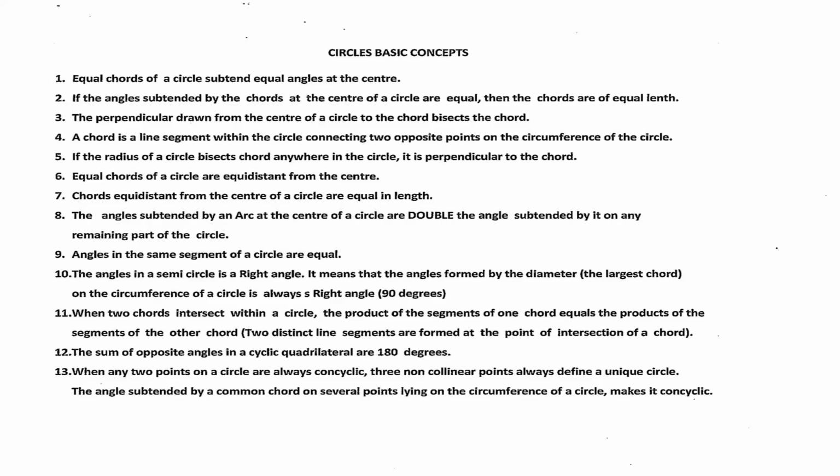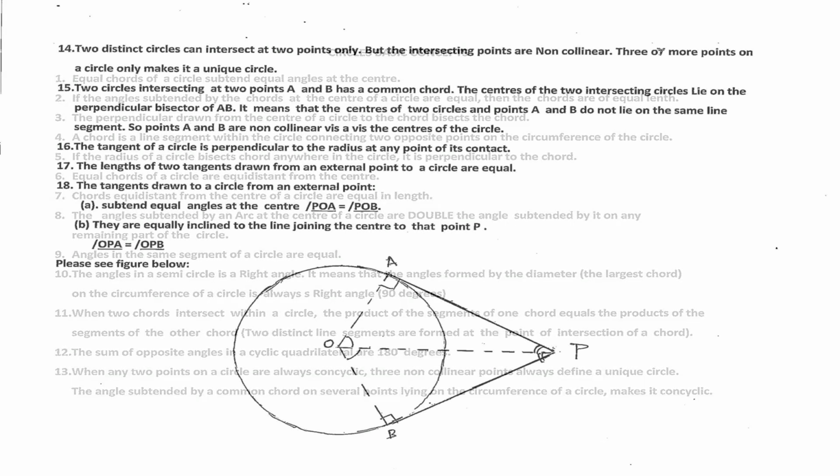11. When two chords intersect within a circle, the product of the segments of one chord equals the product of the segments of the other chord. Two distinct line segments are formed at the point of intersection of a chord. 12. The sum of opposite angles in a cyclic quadrilateral is 180 degrees. 13. Any 2 points on a circle are always concyclic; 3 non-collinear points always define a unique circle. The angle subtended by a common chord on several points lying on the circumference of a circle makes them concyclic.